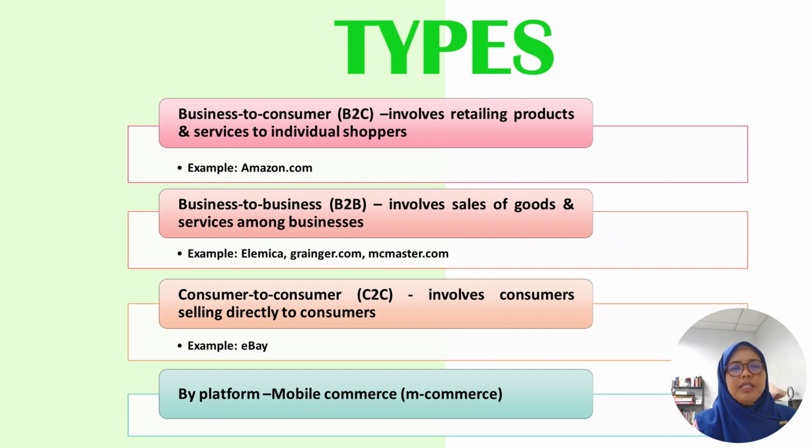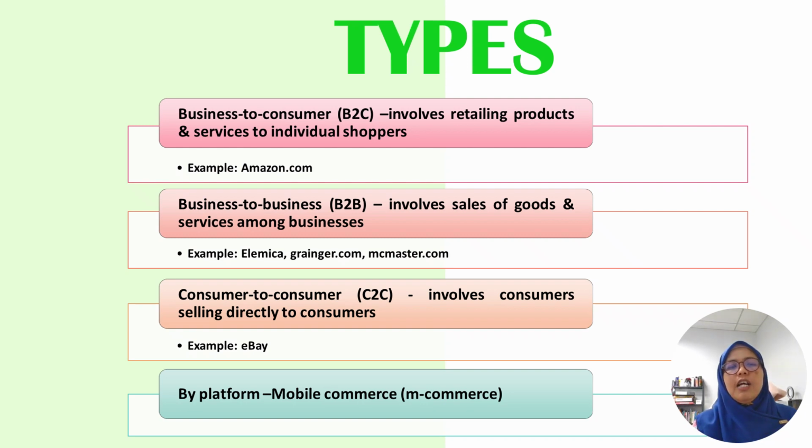Okay, the next one we have C2C, or consumer to consumer. It involves consumers dealing directly with other consumers. For example, here we have eBay. It enables people to sell their goods to other consumers by auctioning their merchandise off to the highest bidder or for a fixed price. So meaning that you deal directly with the other consumer. What eBay does, they act as a middleman by creating the digital platform for peer-to-peer commerce. In Malaysia, for example, we have Lelong.my.